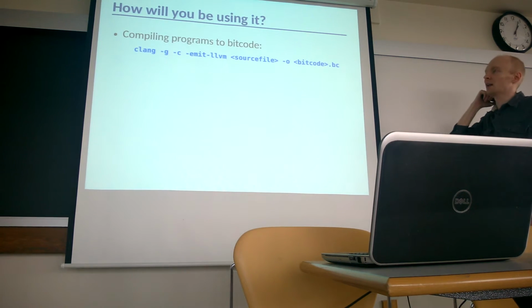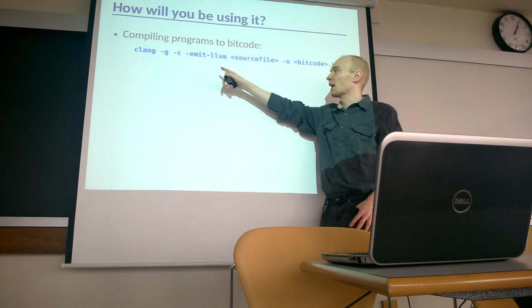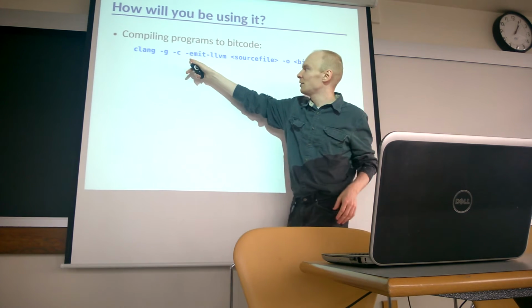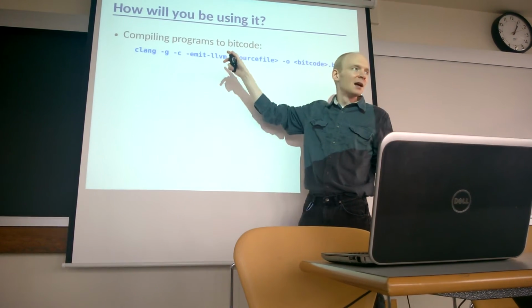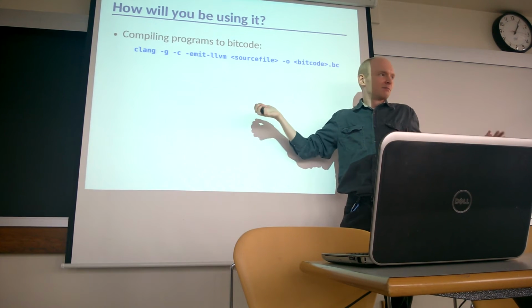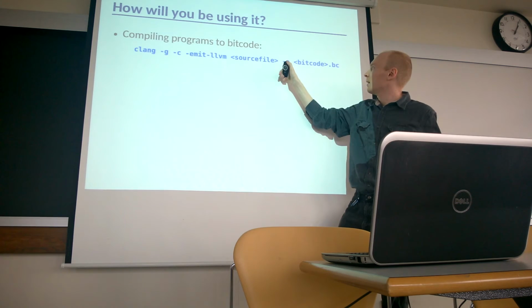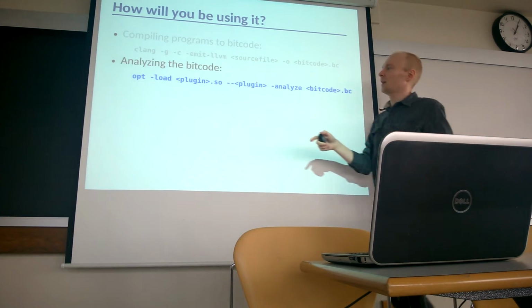So how are you going to be using it? Well, you're going to be compiling programs to bitcode. So you can use clang -g for debugging information, you're compiling, and the important thing here is that you're saying -emit-llvm. That means you emit the bitcode instead of compiling this to some binary representation. And then output bitcode. You can analyze bitcode.